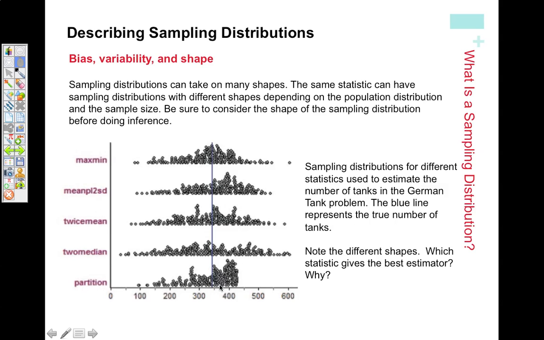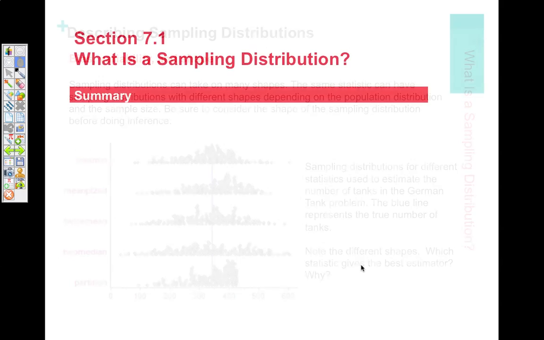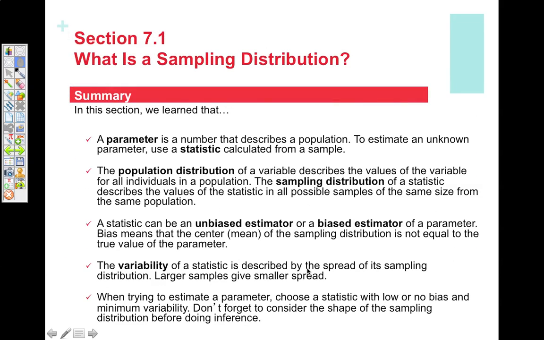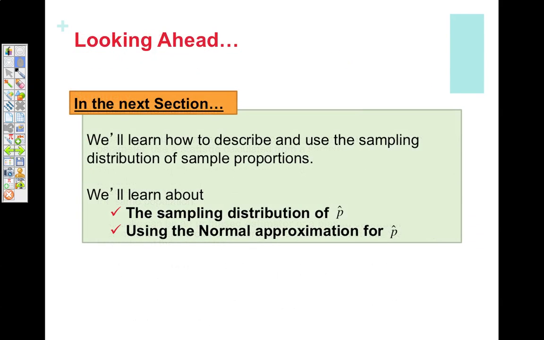Also, considering that this last one, although there's not as much variability, it looks like it's quite biased. There's a lot of things that are consistently high. So there we have it. That's looking at which one might be best, which one is not as good. Here's a summary of this section. Take a look at them. And in the next section, we'll learn how to describe and use the sampling distribution of sample proportions. And that, my friends, is exciting stuff.